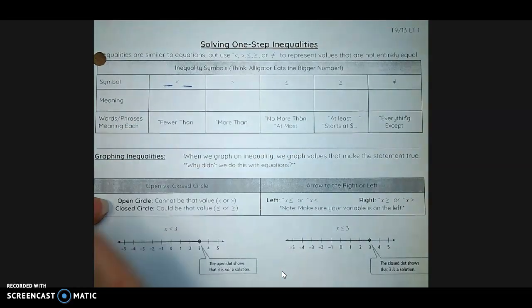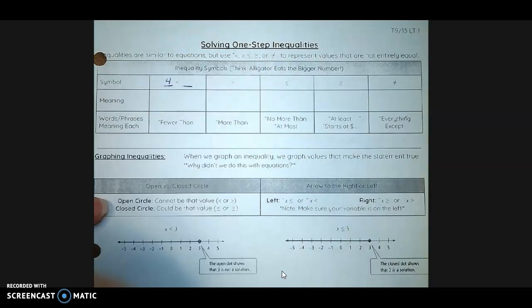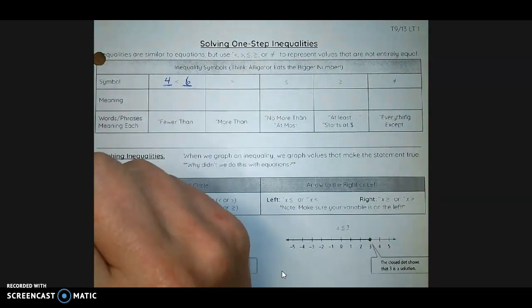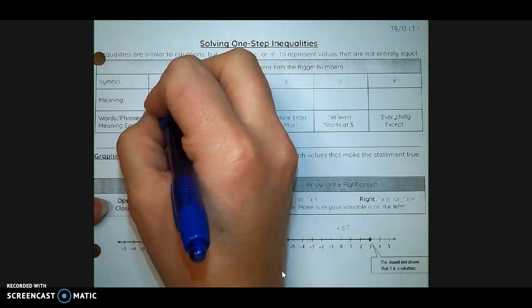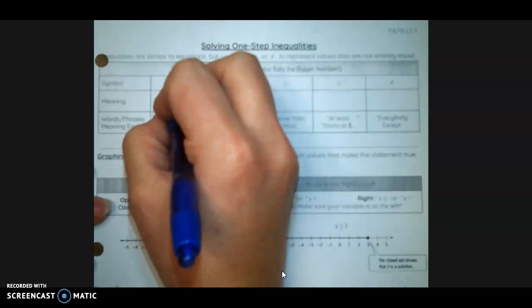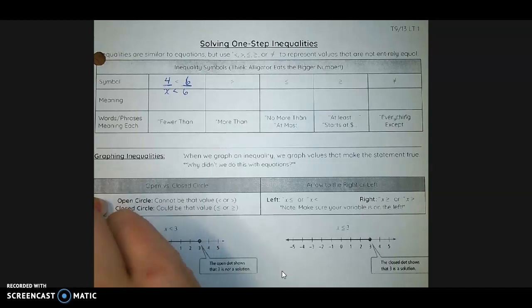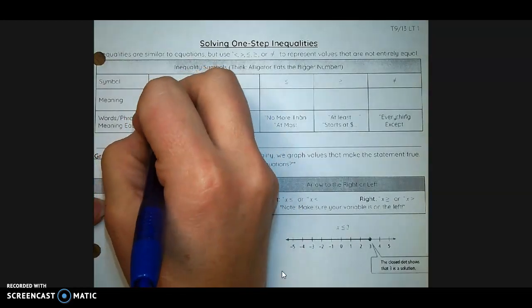So if I have this symbol, that means whatever is on this side is less than whatever is on this side. So I could fill in a number like 4 is less than 6. And something that we're going to start seeing is a variable in there. So we might see something like x is less than 6, meaning that x could be anything as long as it is less than 6.